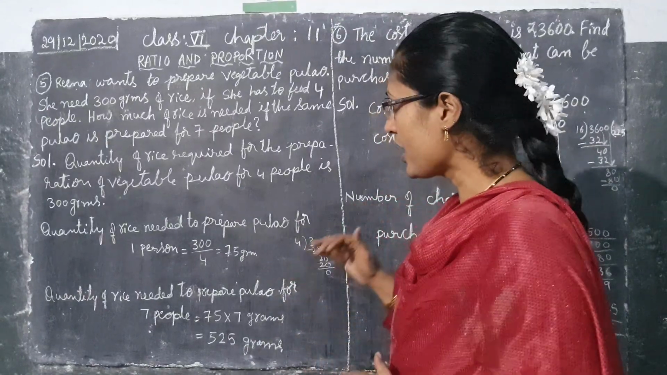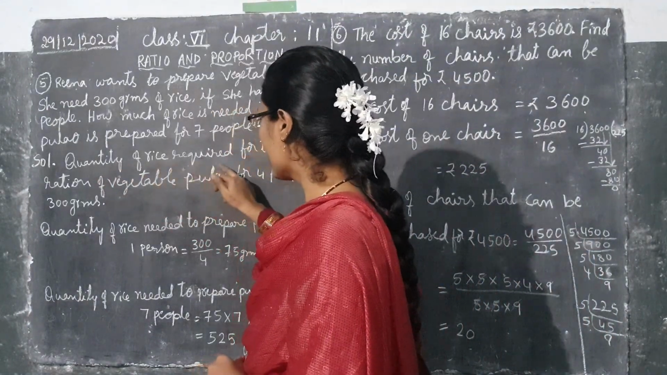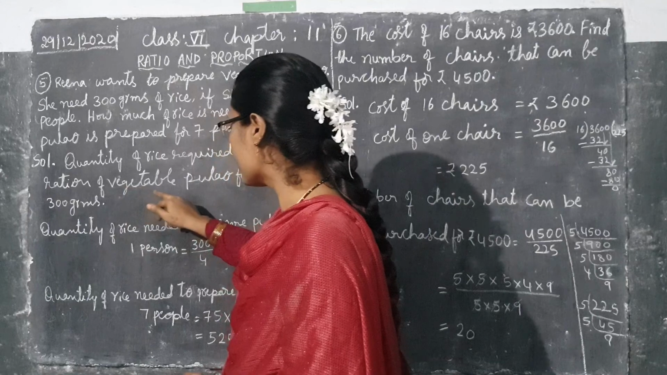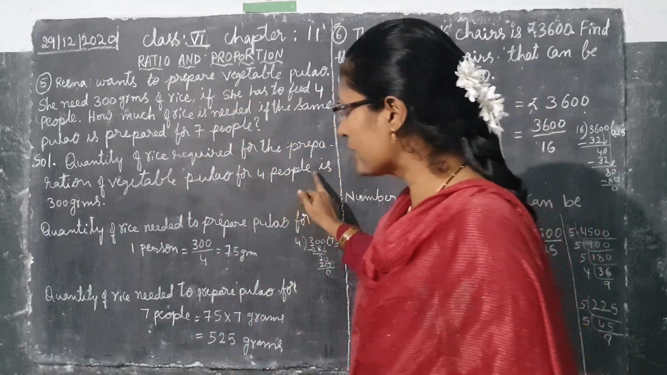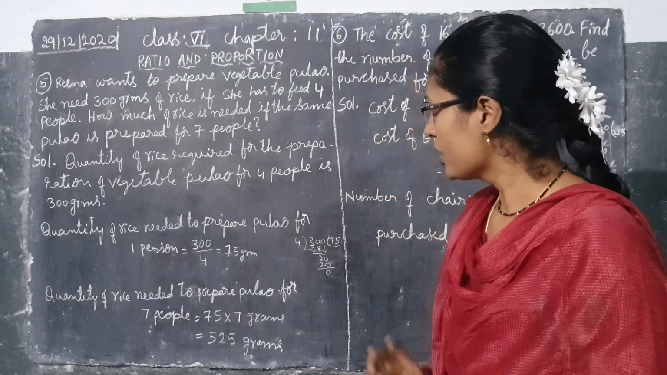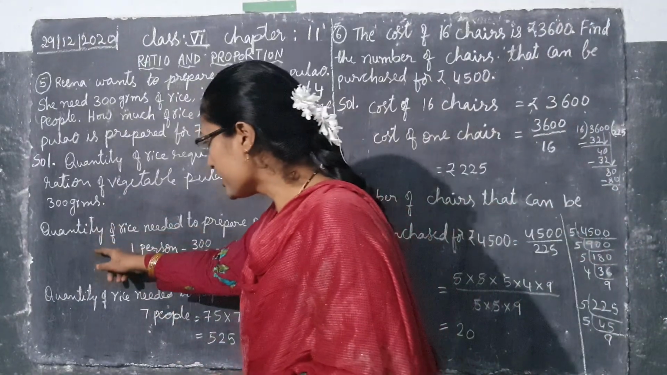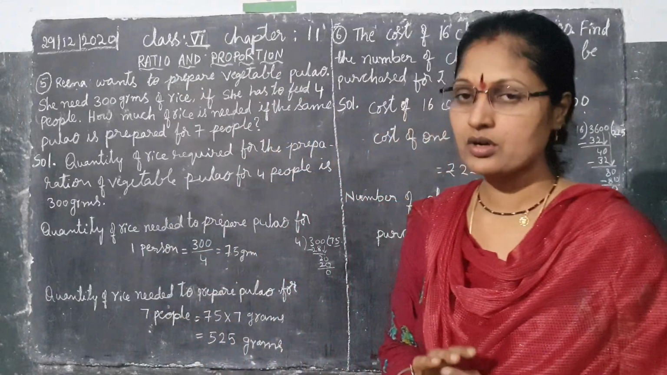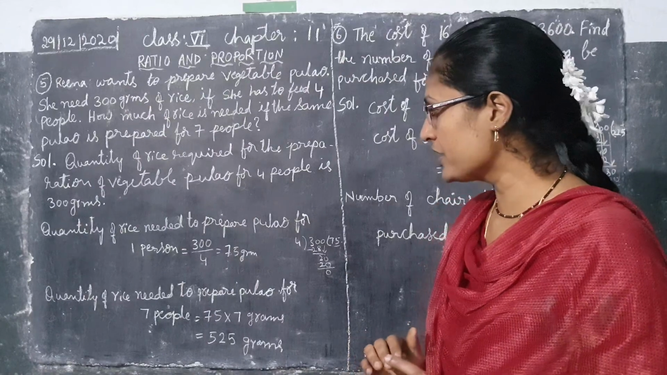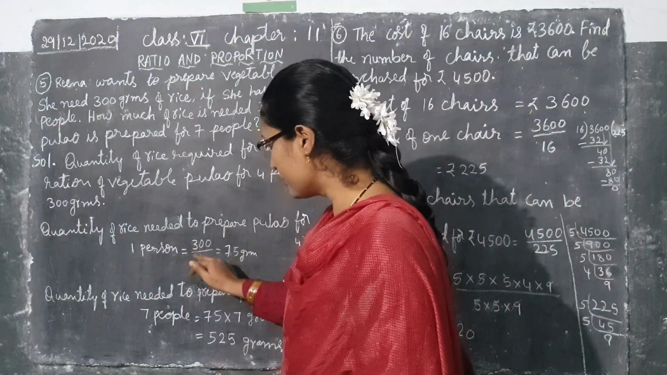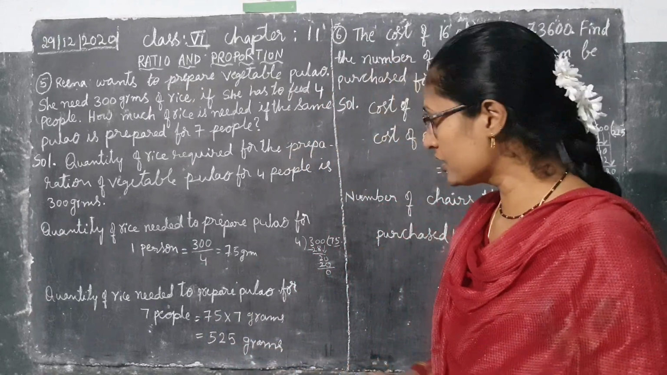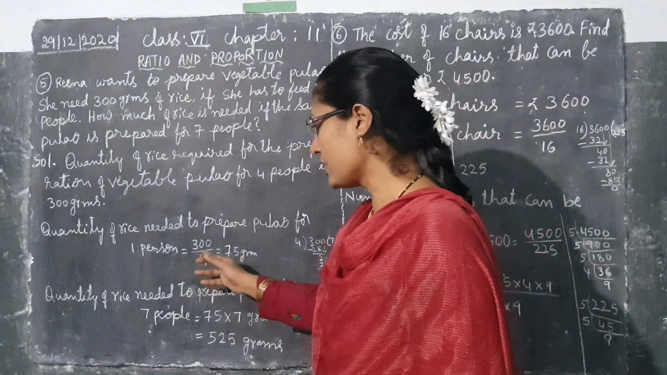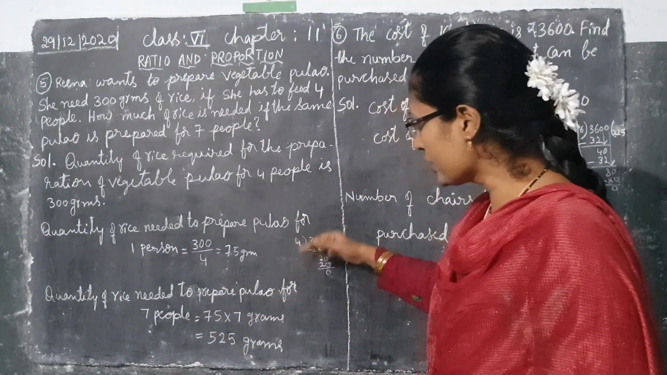They are asking this. Now we have to write first: the quantity of rice required to prepare vegetable pulao for 4 people is 300 grams. Okay, children? How many grams? 300 grams. Then the quantity of rice needed to prepare pulao for 1 person we have to find out. First we find 1 person, so we have to do 300 divided by 4. If you know the tables properly, we can directly cancel it.